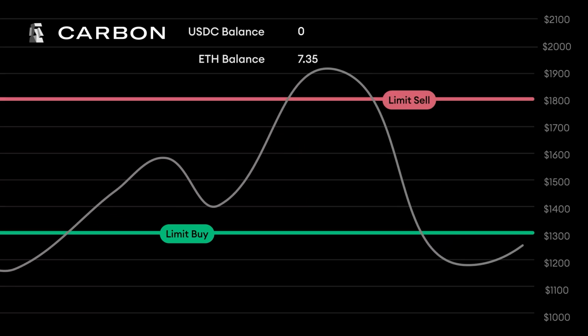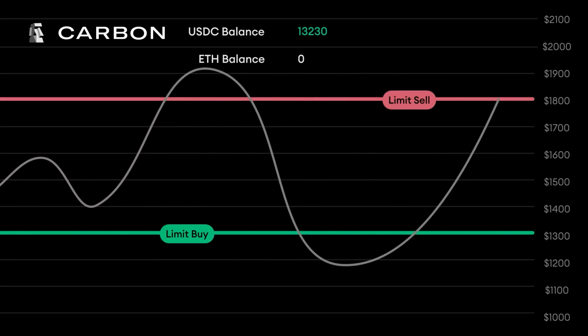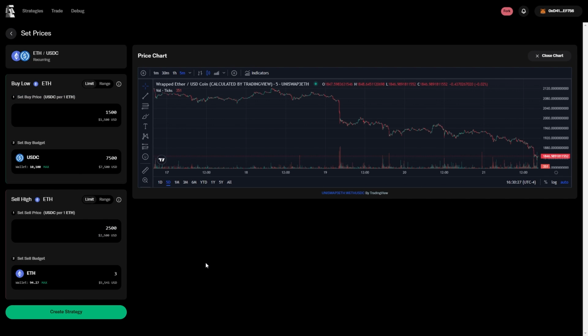Something worth noting is that when you set up a recurring strategy, you can give Carbon directions on what to do with tokens that it doesn't have. For example, I can tell Carbon, hey, sell my ETH at 2500, and I don't have to give it any ETH. I can give it USDC and set a limit buy, and then set a limit sell. And Carbon will remember, if ETH dips and my order gets filled, Carbon will remember to sell my ETH when it pumps to 2500.